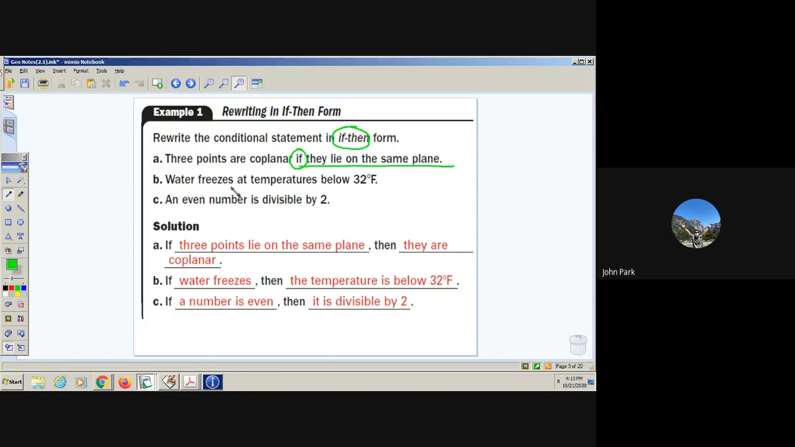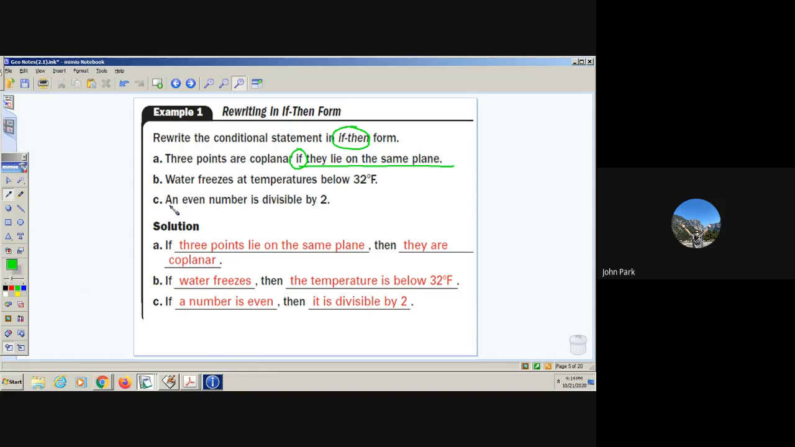Same thing with the second one. Water freezes at temperatures below 32 degrees Fahrenheit. Now this one doesn't have if and then there at all. So you can put the if and then by making it kind of the same kind of meaning here. So if the water freezes, then the temperature is below 32 degrees Fahrenheit. So you're just trying to make a logical statement by putting the if and then into the sentence here, right?